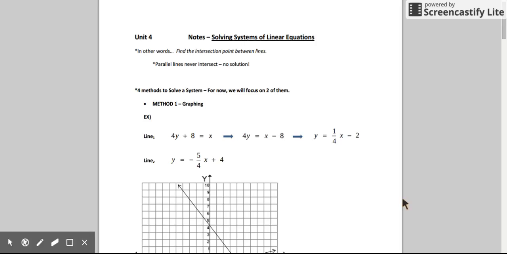In this video, I'm going to be explaining how to solve a system of linear equations. That's just a fancy way of saying, let's find the intersection point between two or more lines. In this video, we're just going to find the intersection point between two lines.